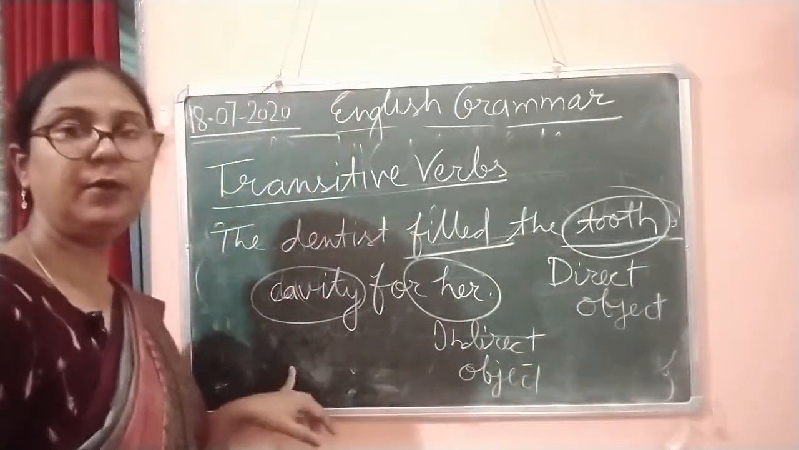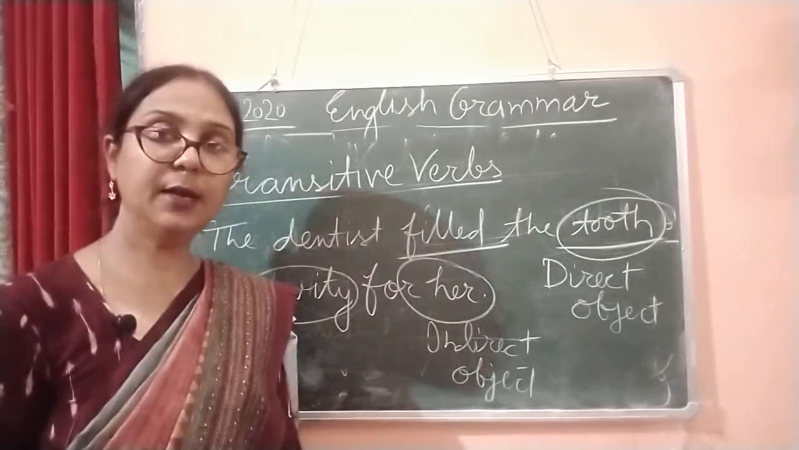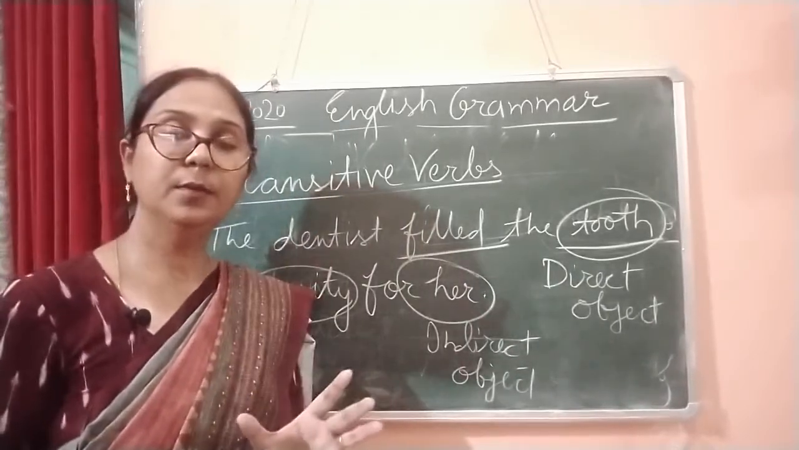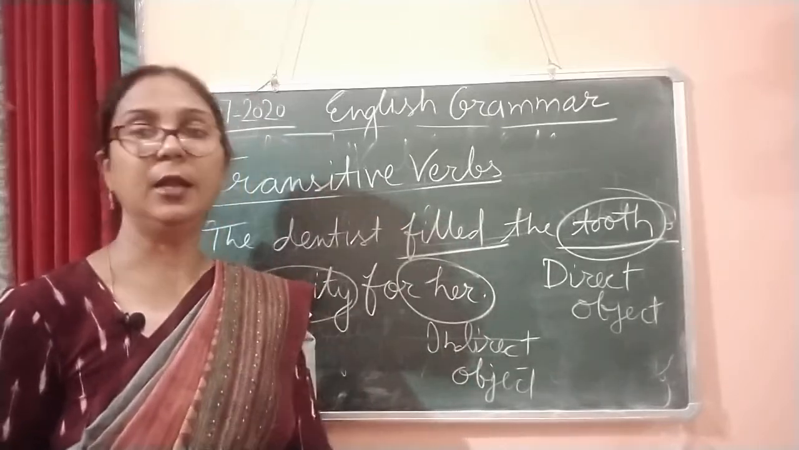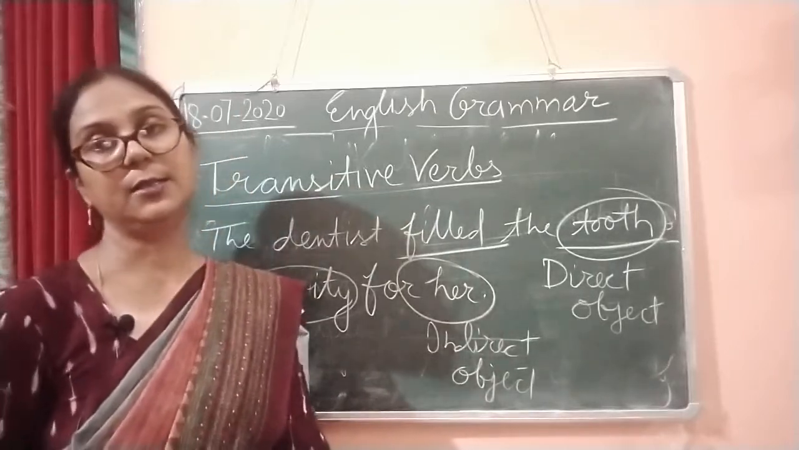So this way we have completed the exercise. We just write down, circle and underline the verb, and circle the object, direct object and indirect object. So this way we have to complete the exercise.